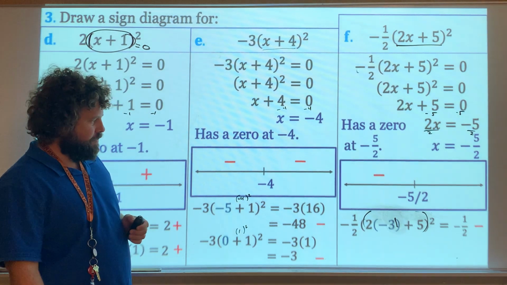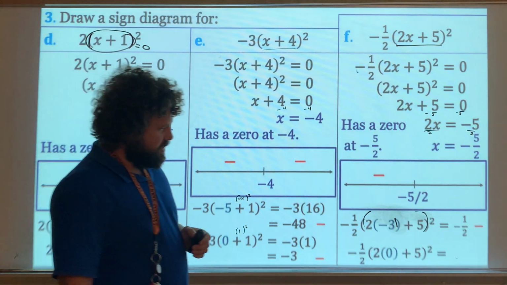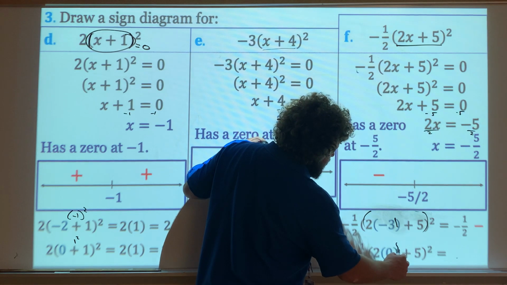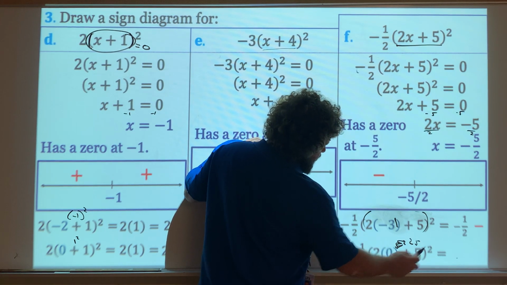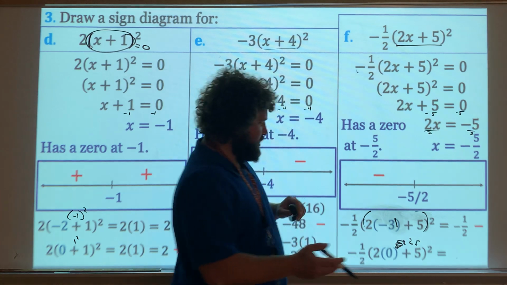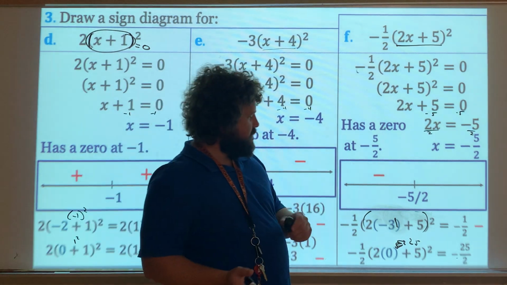I had to do my math. Let me try this one. Let's pick 0. 0 is always easy. 0 plus 5 is 5. 5 squared is 25. Negative 1/2 times 25 is negative 25 over 2, which is negative.